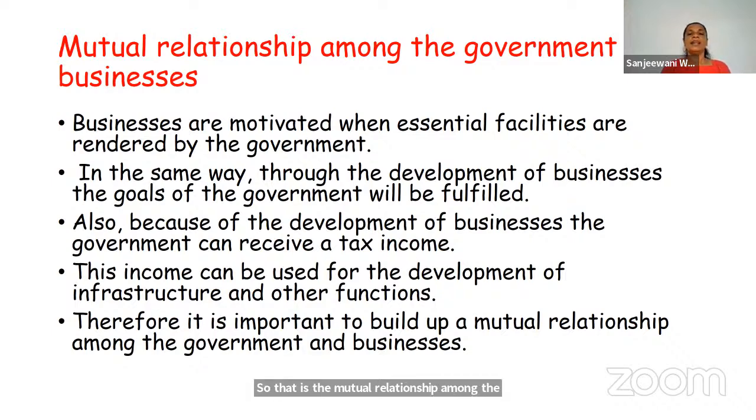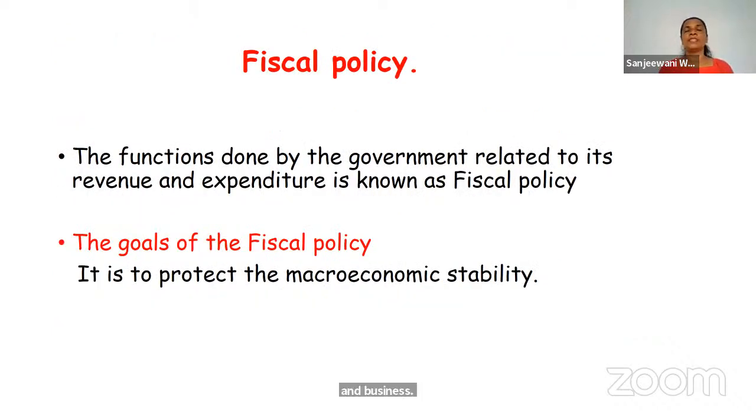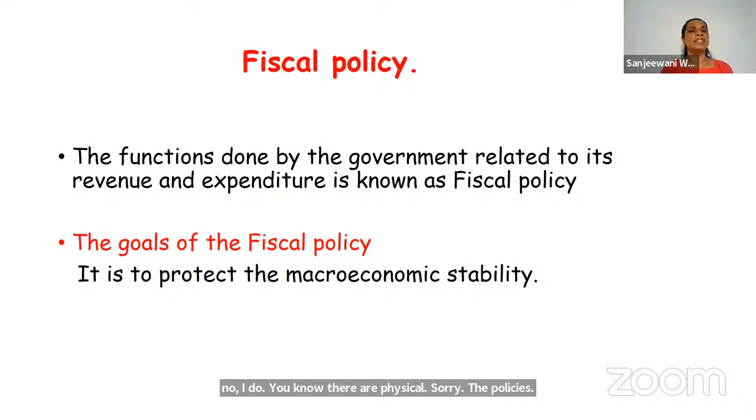Okay. Now, I told you there are policies. The first policy that we are discussing here is fiscal policy. What is this fiscal policy? The functions done by the government related to its revenue and expenditure. Basically, government income and government expenses, right? That's known as fiscal policy: government income and government expenditure.